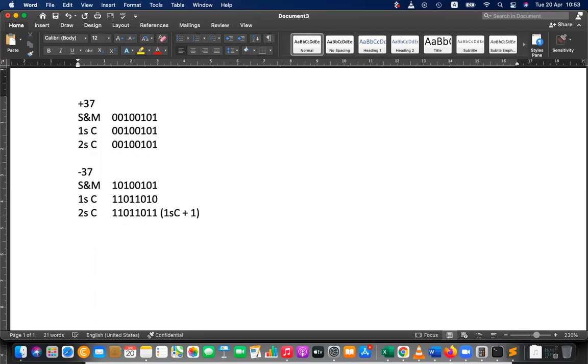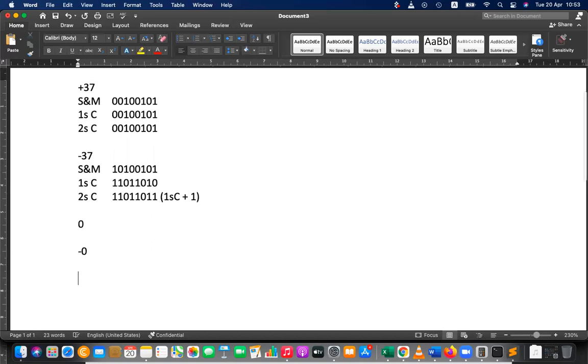Okay, can you represent these values? 0 in all three methods, and minus 0 in all three methods. Can you quickly write 0 and minus 0 in all three methods?